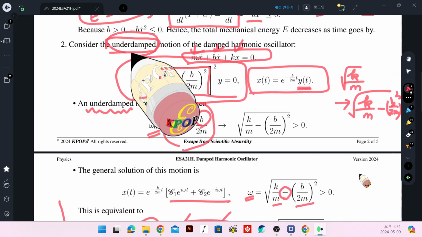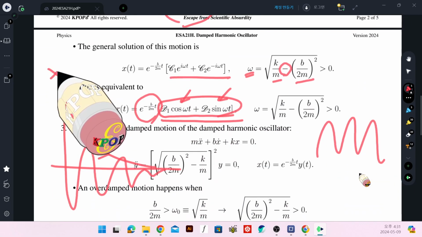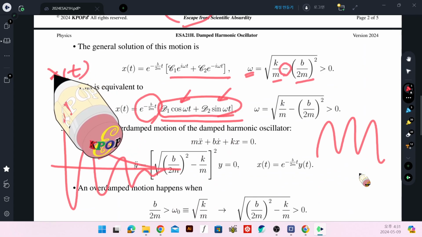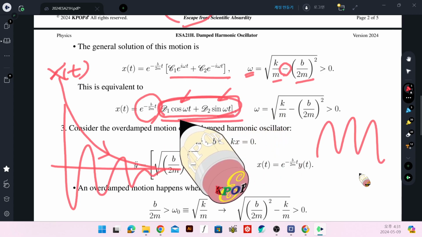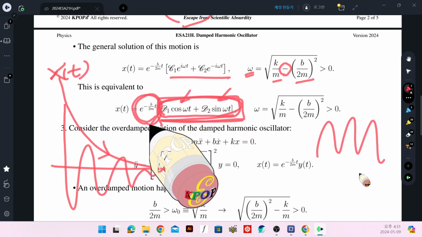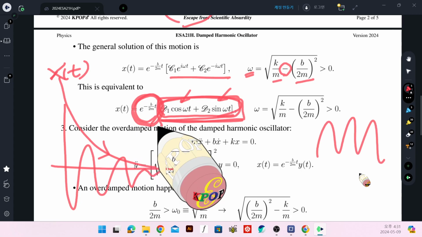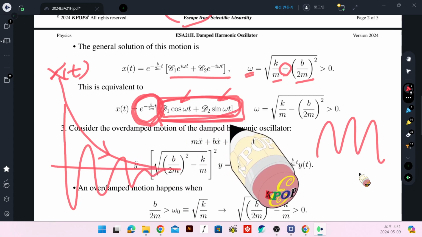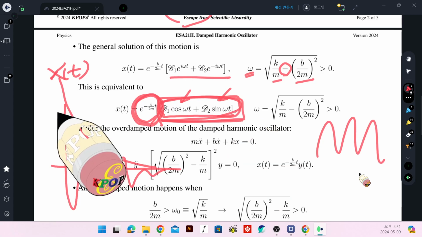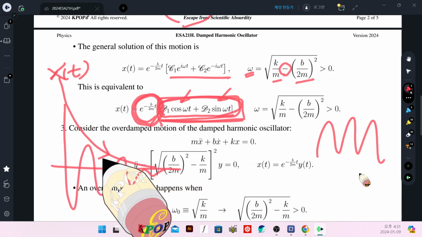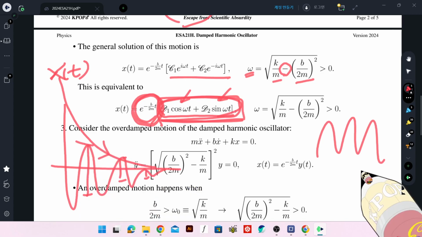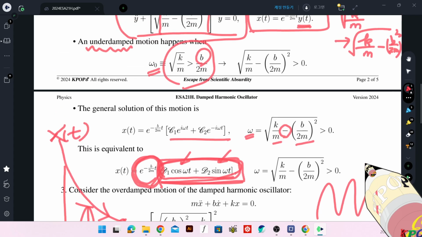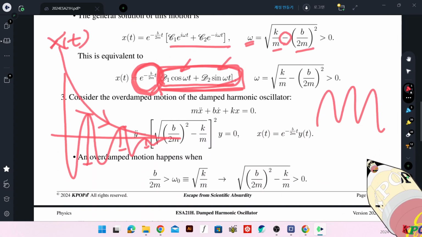Underdamped motion has an oscillating structure, but it is not a periodic function anymore. This is a periodic factor, but because of this exponential factor, the damped harmonic oscillator is not periodic anymore. The range of oscillation decreases as time goes by. This is the typical structure of the underdamped motion of a damped harmonic oscillator.